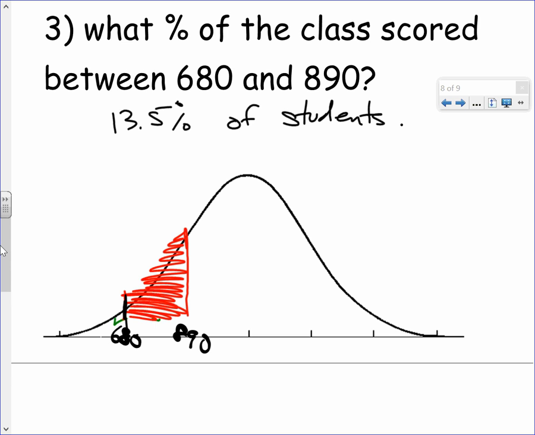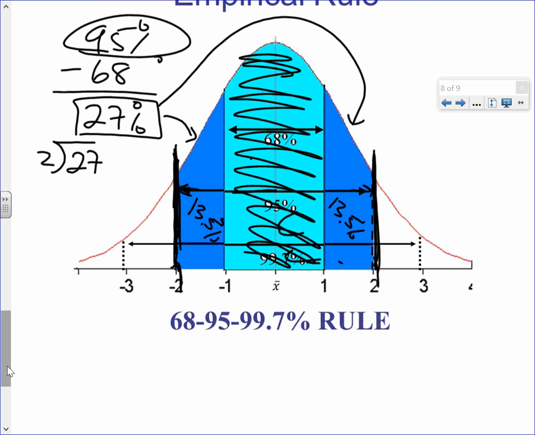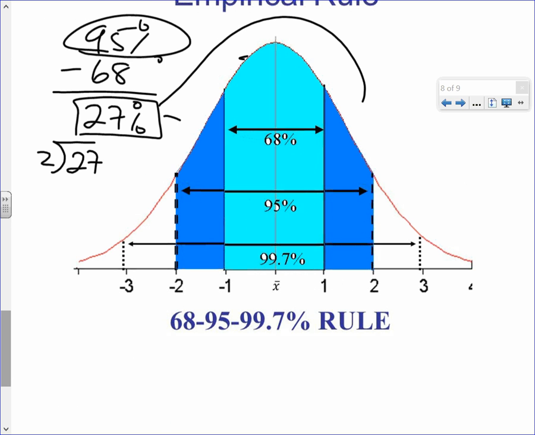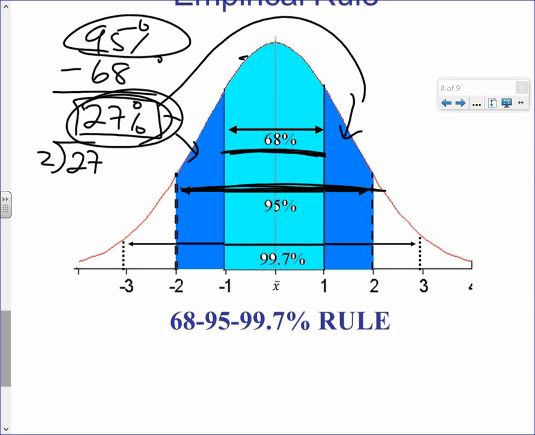It's all logic. So to recap, let me do my game plan again. I took 95% of the data, subtracted 68, got 27. That means this blue and this blue make up 27%. I chopped it in half. I got 13.5%. So far, so good. Last question.